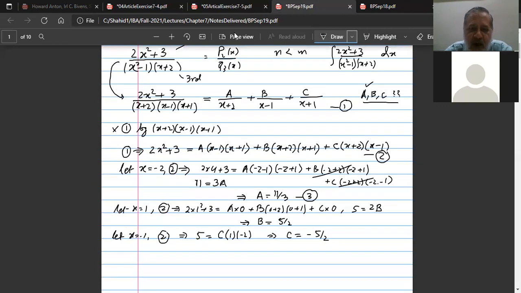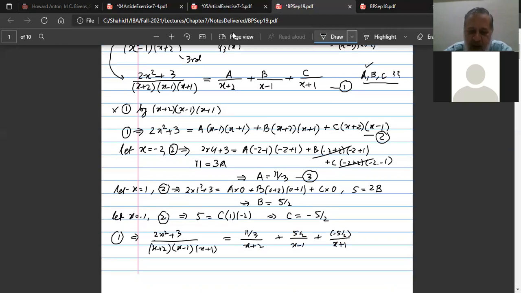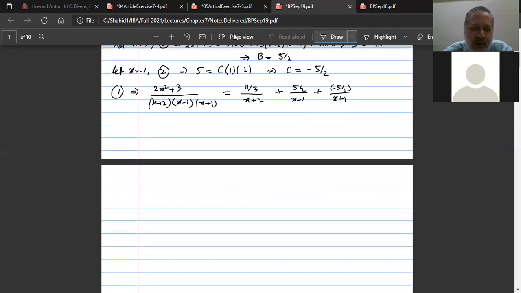So 1 implies what? That 2x squared plus 3 divided by x plus 2, x minus 1, x plus 1 can now be written as a replaced by 11 by 3 upon x plus 2, b replaced by 5 by 2 upon x minus 1, c replaced by minus 5 by 2 divided by x plus 1. And our objective was to integrate this function.